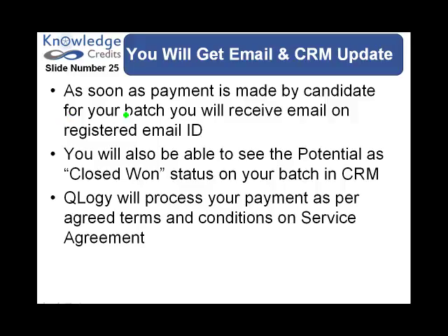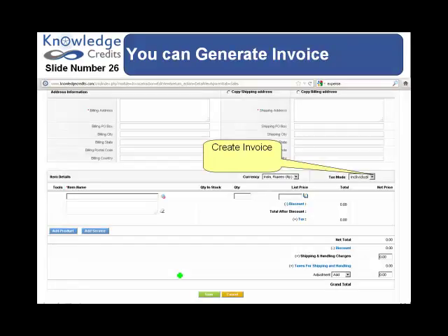Now is the time for you to get an update on whether the payment, and how much payment, has been received. As soon as the payment is made by a candidate for your batch, you will receive an email on your registered email ID. You should also be able to see the potential as closed won status on your batch in the CRM. And KnowledgeCredits will process your payment as per the agreed terms and conditions of the service agreement once you become a registered provider through KnowledgeCredits.